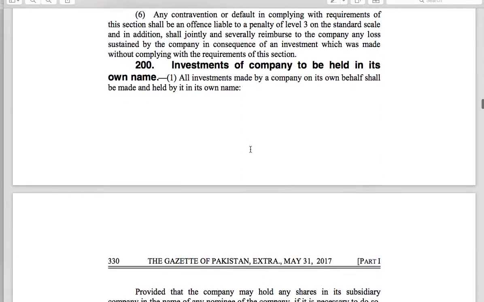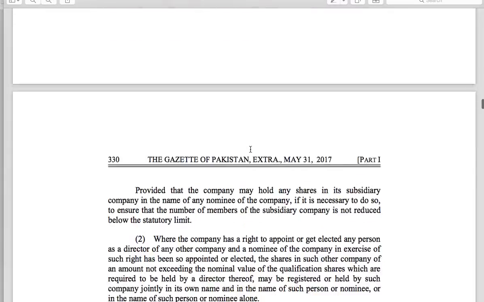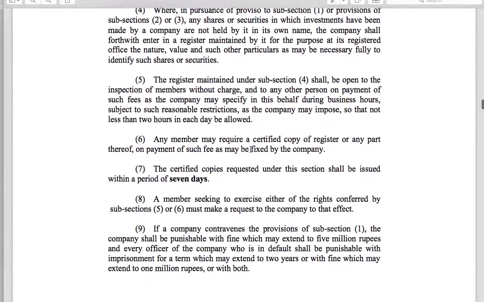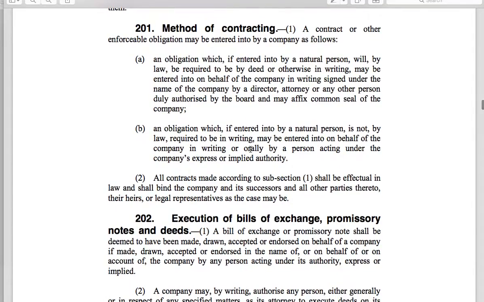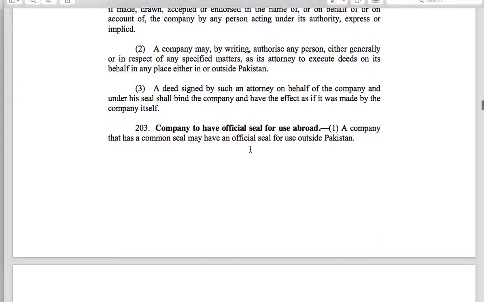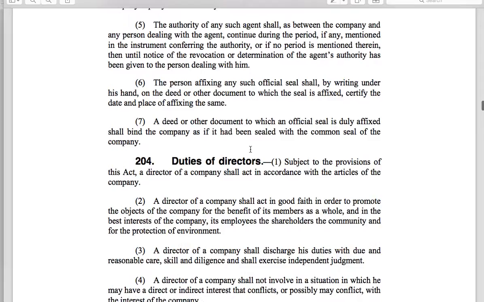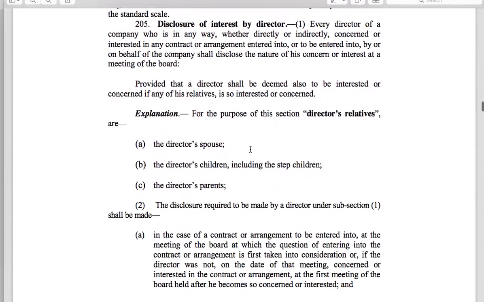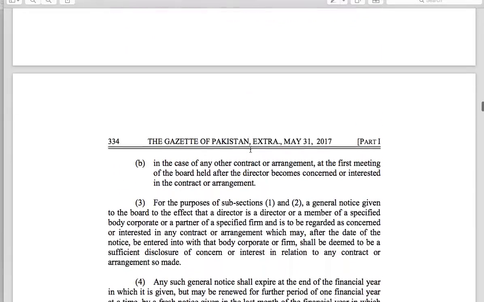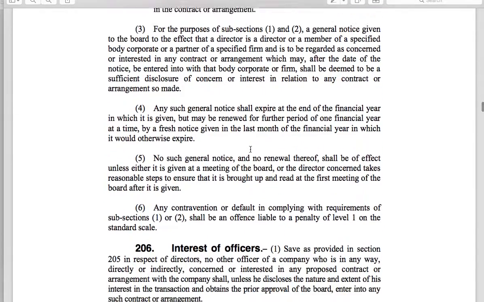And then how the investment will be made, in whose name it will be held, in the company's name, and what the procedure will be, what the method of contracting, execution of bills, and duties of the directors will be in discharging all these contracts, all of this, so that no fraud is committed.